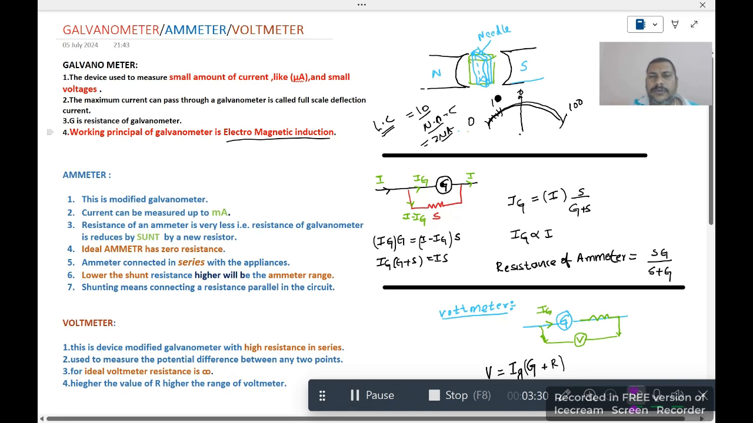Now coming to how the galvanometer is converted into an ammeter. Ammeter and voltmeter are modified galvanometers. The galvanometer is changed into an ammeter to measure current. I want the value I of the current, so I want to measure by ammeter up to an I value of 5 milliamperes or 10 milliamperes. That is called the range. Here I is equal to the range of the ammeter, the value I want to measure using that ammeter.